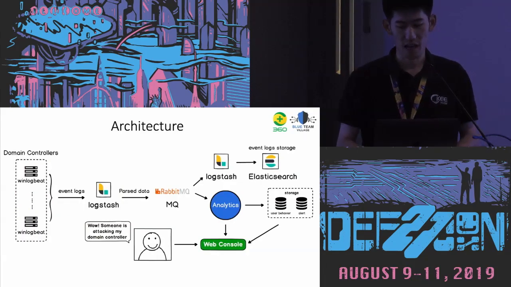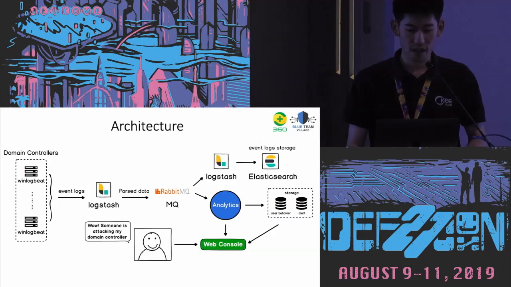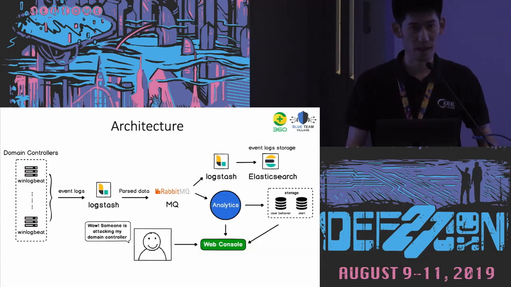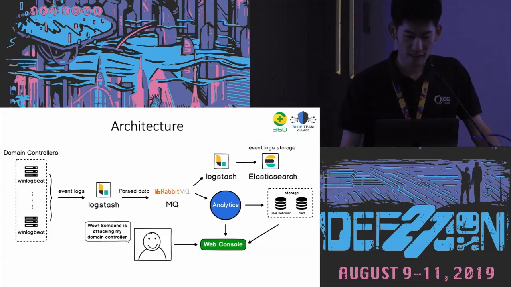Okay, this picture is an architecture we designed. We collect the event logs on all of the DCs by one Winlogbeat and send them to Logstash. Next, Logstash will save the logs to RabbitMQ. After that, the logs will be consumed twice. One is saved to Elasticsearch, another one is analyzed by our detection algorithm. We learn the behavior of users through logs, then generate alarms. Finally, we can see the detailed alarm data on the web console.